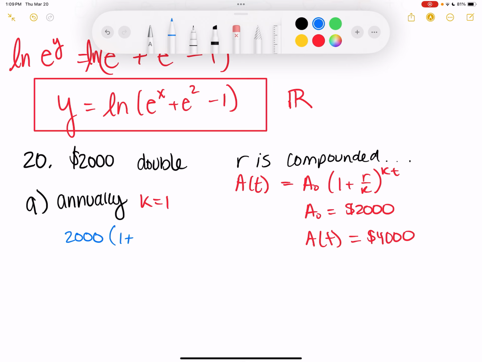Oh, they also told me my rate. I was like, something is missing. R is 8.25%. There we go. Now we have all the information. So 1 plus 0.0825 divided by 1, I like that, raised to the 1 times t. Obviously, I wouldn't ordinarily write it, but I am for right now.